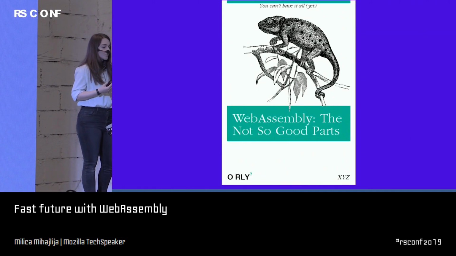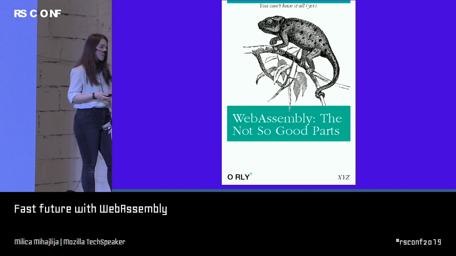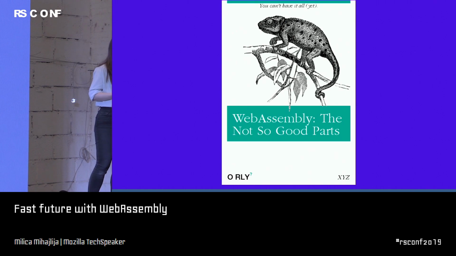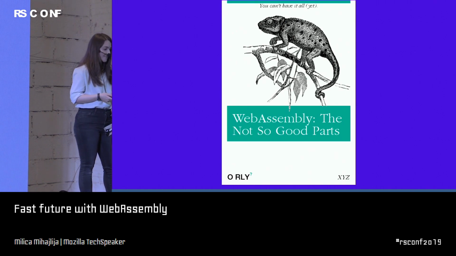wasm-bindgen is a tool which makes this a little bit easier for Rust, and it's going to make it easier for other languages too, because it's really designed to be language agnostic. But right now, it's really not the smoothest process. And there are a couple more tricky things.